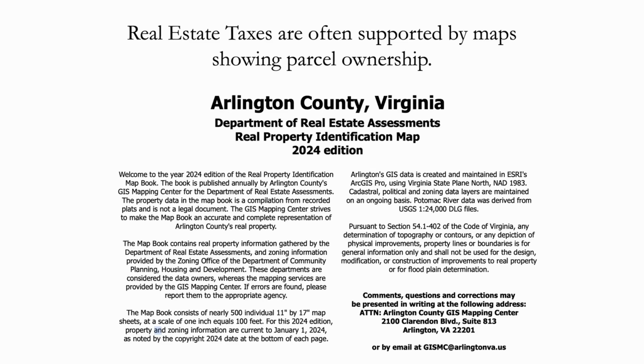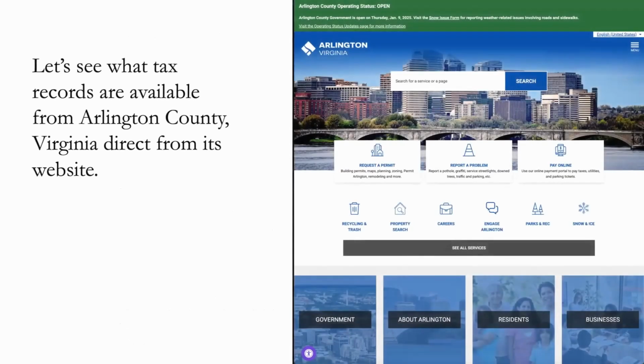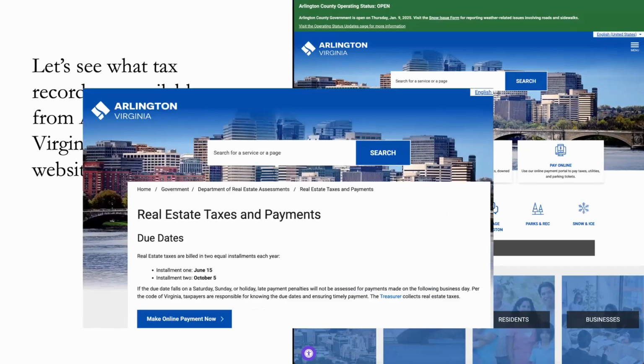And I thought what I'd do is just give you a little run through. This is the Department of Real Estate Assessment's Real Property Identification Map. This is a 2024 edition. And this is a place where you can begin to get information about the property that your ancestor lived on. I'll scroll through that in just a minute. So we're going to look and see what kind of tax records might be available from Arlington County, Virginia, directly from its website. And so here it is: real estate taxes and payments and due dates.